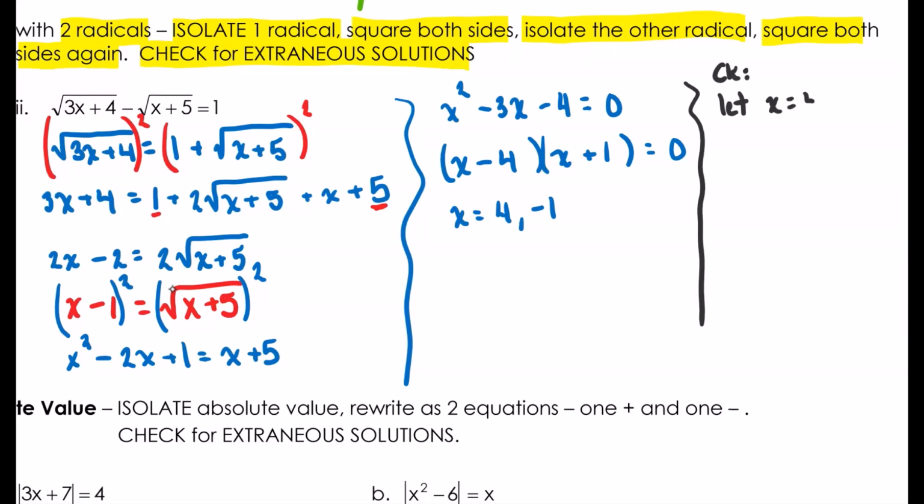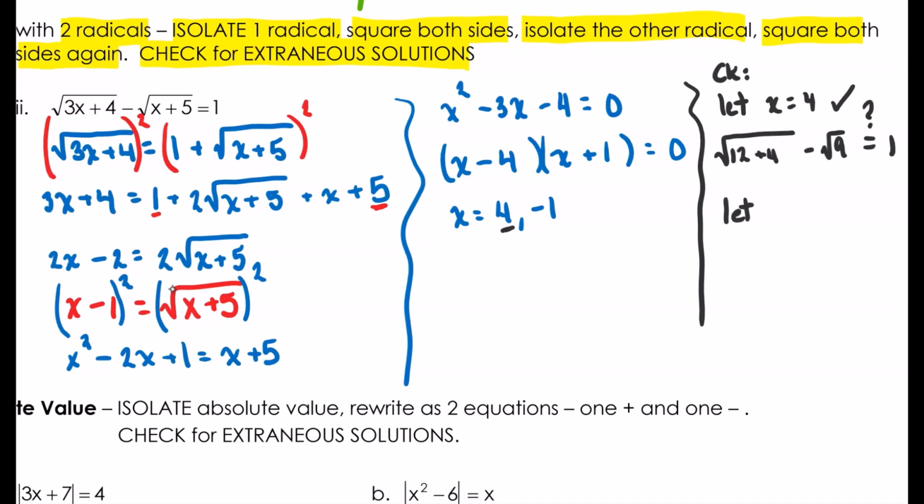So we'll start off with 4. Then I get the square root of 12 plus 4 minus the square root of 9. Is that going to equal 1? So I get 4 minus 3, does that equal 1? And that's a check. So 4 works.